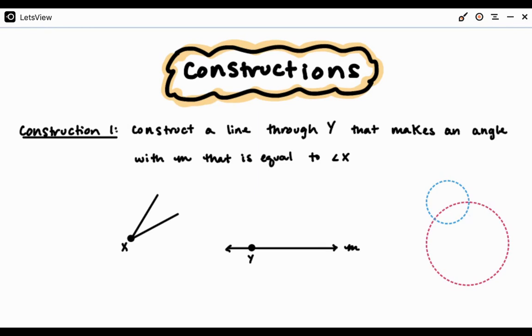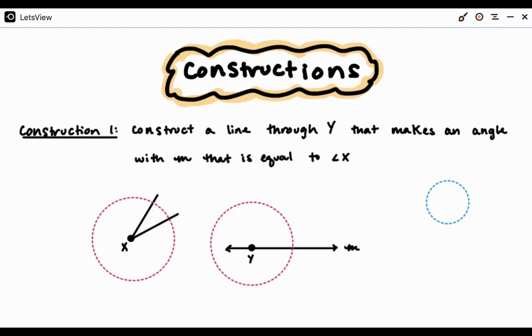So first step is to use your compass to draw a circle with center x. And then you're going to keep your compass at that radius, and you're going to draw a circle with the same radius, but centered at y. Remember that we're defining angles in terms of what part of the circle they intercept. So we want to get this part of the circle that's intercepted by angle x over here, so that then we can draw the line through y.